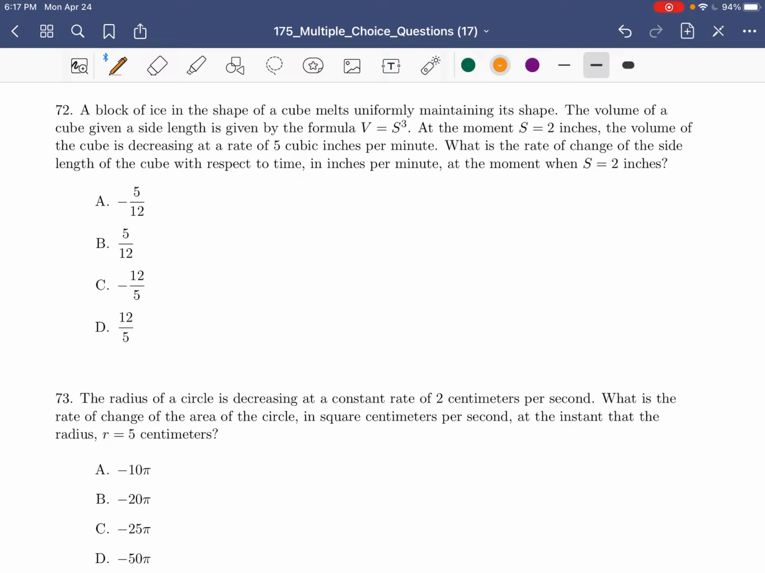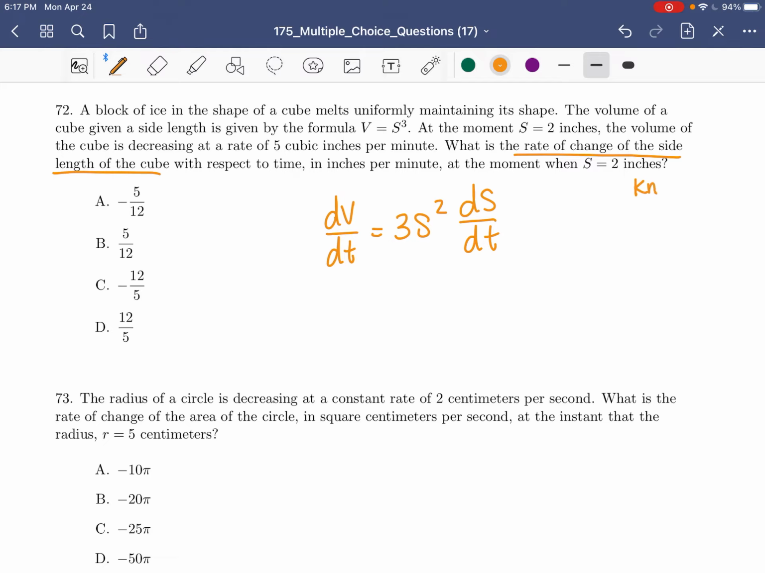So here we have related rates. They give us the block, they give us volume, and they want the rate of change of the side length of the cube with respect to time. So all we're going to do here is essentially take the derivative of this. So I'm going to have dV/dt equals 3s squared, and then remember you have to write ds/dt.